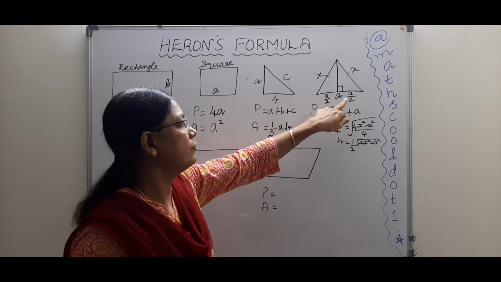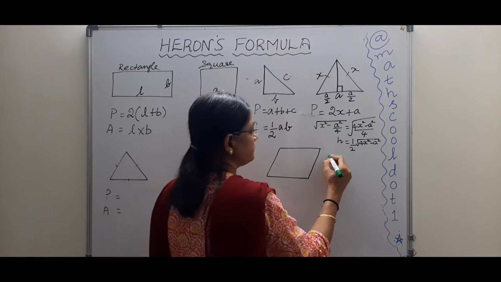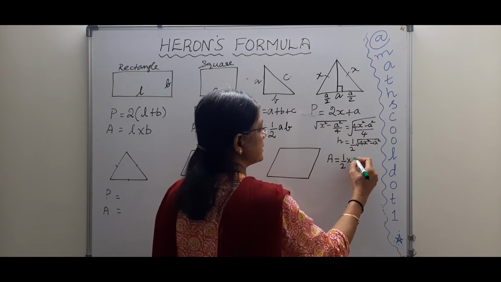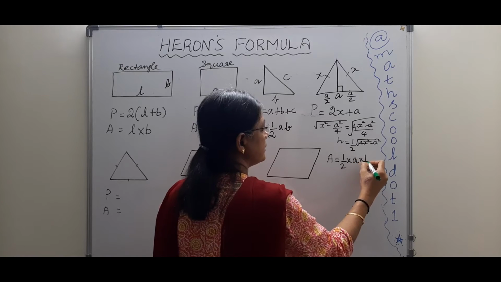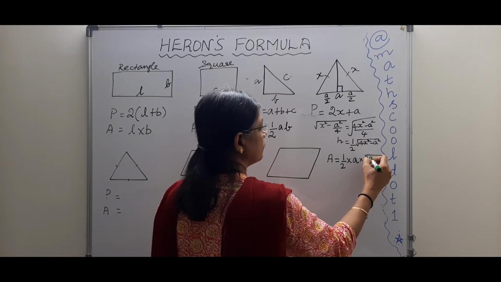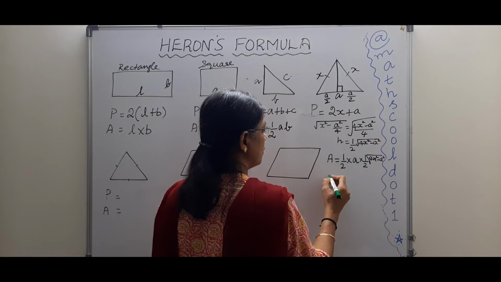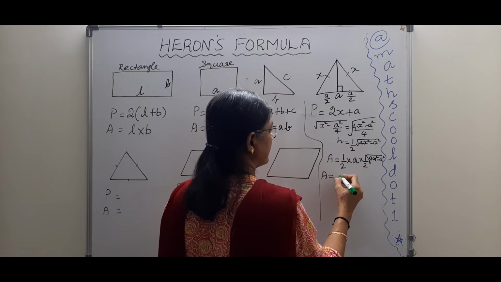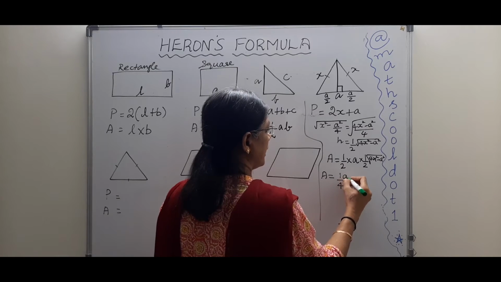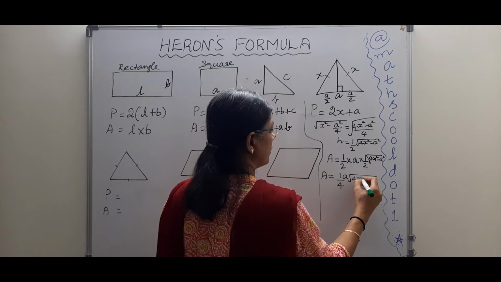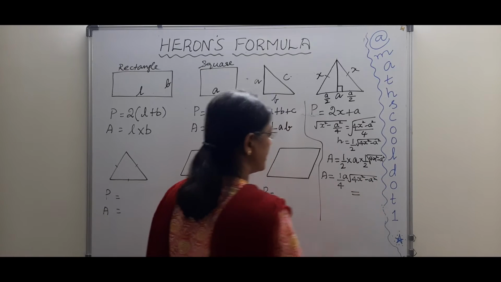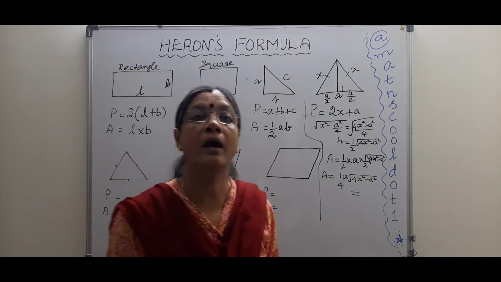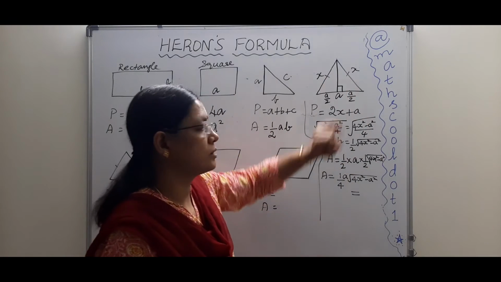Now what do we do? Half into base into height, that is the area. So area is equal to half into, what is the base? Base is a, into, what is the height? Half into root of 4x squared minus a squared. So altogether we have the area of the isosceles triangle as 1 by 4 a root of 4x squared minus a squared. So this is the area of the isosceles triangle. Do you understand? That is how we find the height of the isosceles triangle.